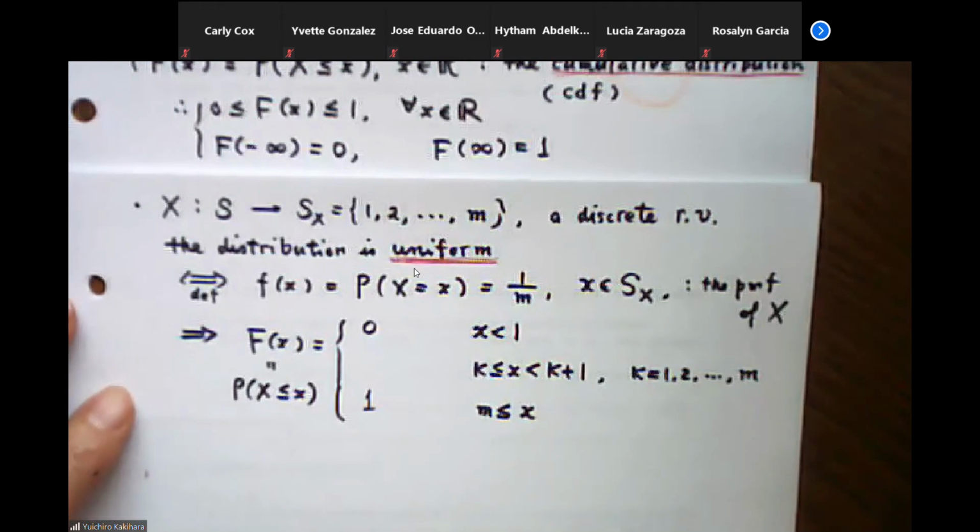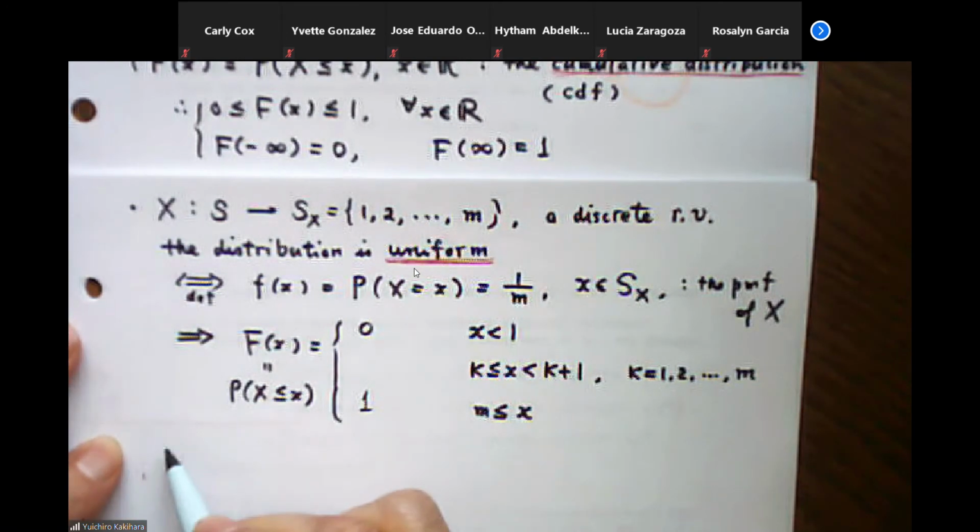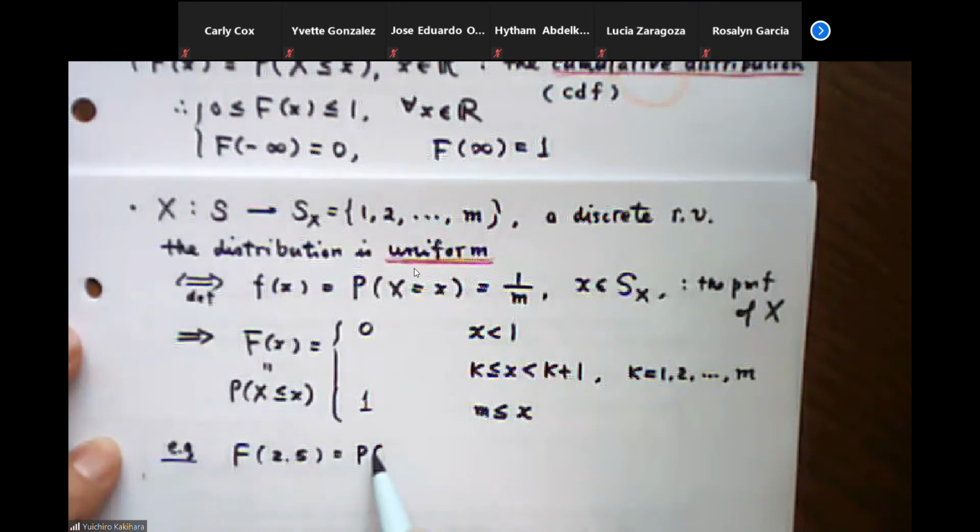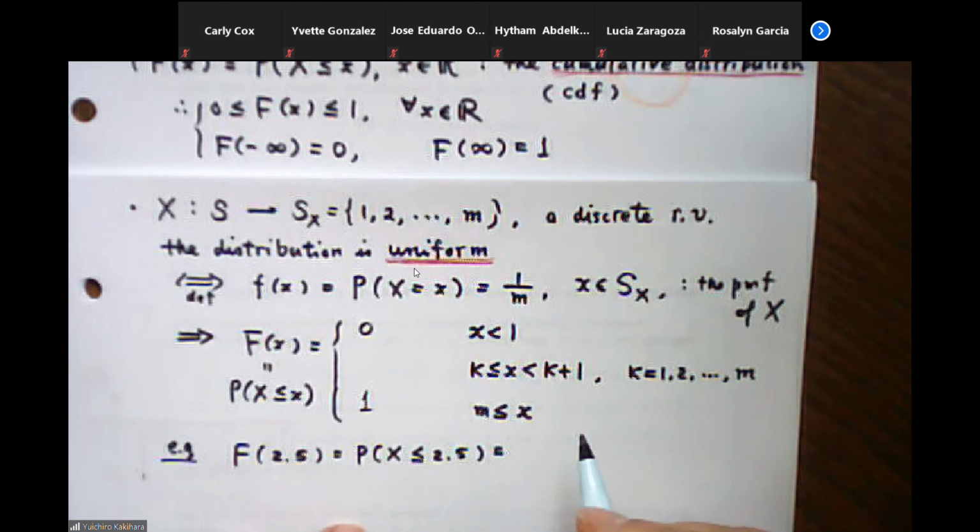All right. Then let's consider, for instance, F of, say, 2.5. This is the probability that x is less than or equal to 2.5. F of 2.5 means the probability that x is smaller than or equal to 2.5. But x cannot take 2.5.